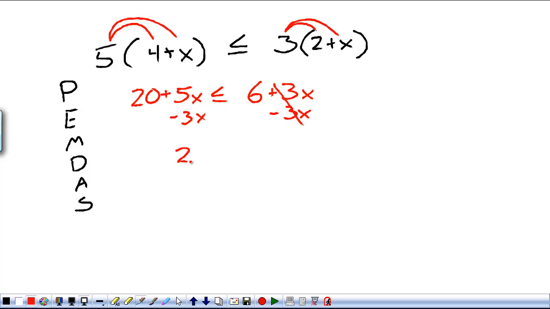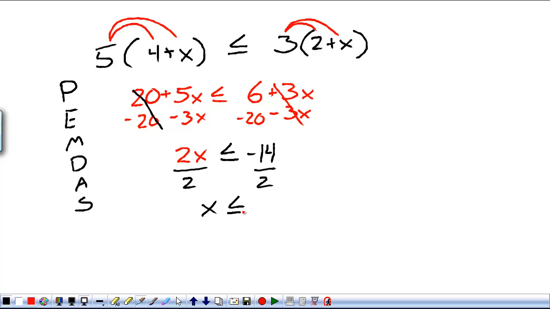5x minus 3x gives us 2x. And now we'll subtract 20 from both sides. The 20's cancel out, and 6 minus 20 would give us negative 14. We have a less than or equal to still. The sign stays the same unless we're multiplying or dividing by a negative. We can divide both sides by 2, and since we're dividing by positive 2, the sign doesn't change. And we have x is less than or equal to negative 7.